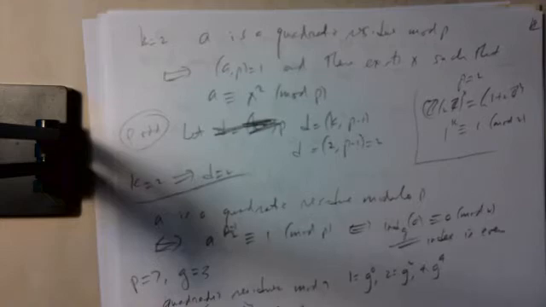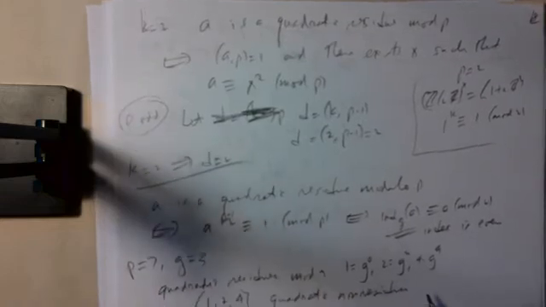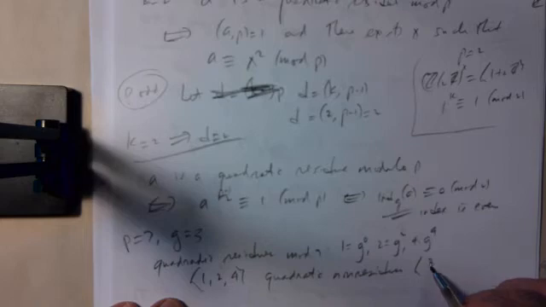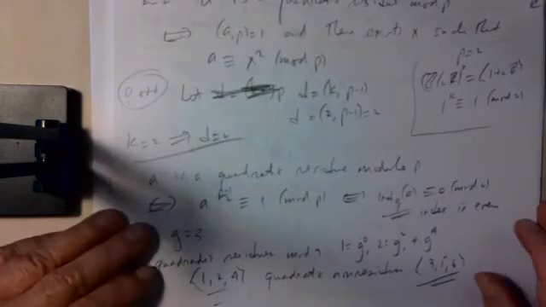And the numbers that are not quadratic residues are called quadratic non-residues. And those are all the numbers relatively prime to 7 that are not congruent to 1, 2, or 4, which are 3, 5, and 6. So mod 7, the quadratic residues are 1, 2, and 4, and the quadratic non-residues are 3, 5, and 6.